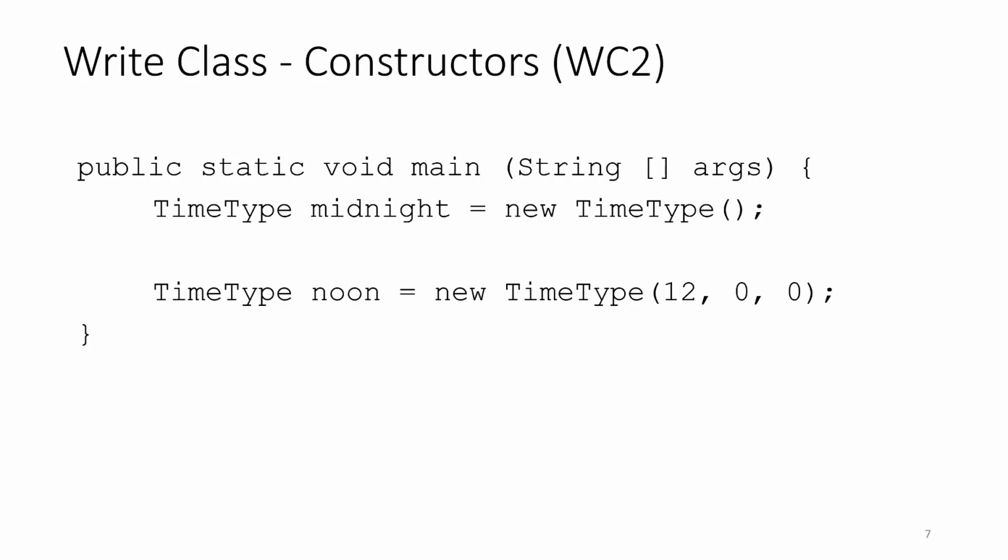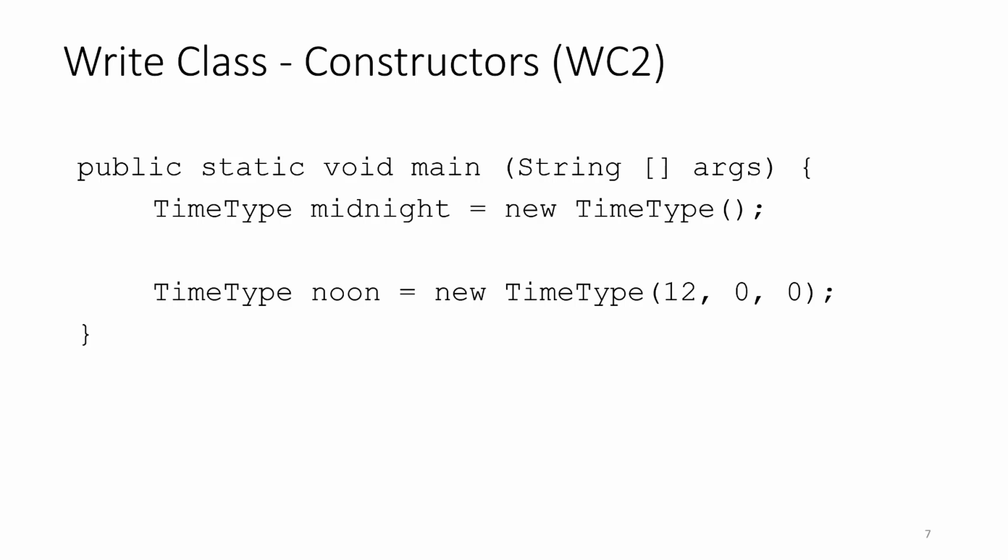Now that we have defined our constructors, we can begin our test code, or what would go in a driver like main. Here we have declared 2 new instances of the TimeType class, one called midnight and one called noon. Note for midnight, we have called the default constructor by saying new TimeType with no parameters. In this case, it will call the default constructor, which initialized all of the variables to 0, 0, 0, or the case that it is midnight.